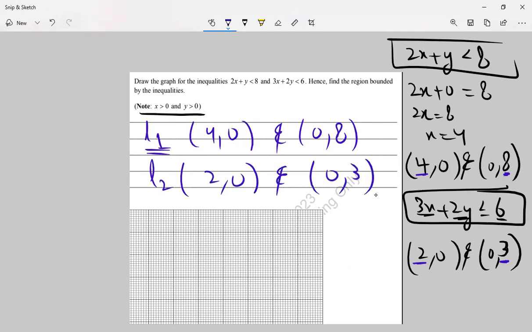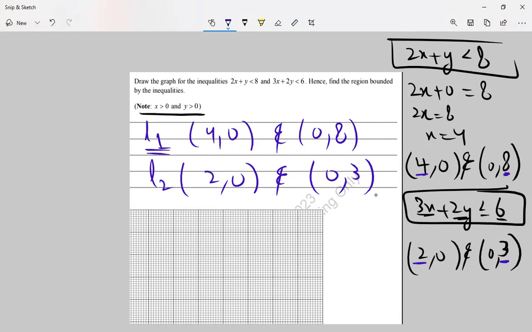See one more condition very critically here. It is written x is greater than 0 and y is greater than 0. What does it mean? There will be no negative x-axis and no negative y-axis. Then I'm moving toward the drawing.